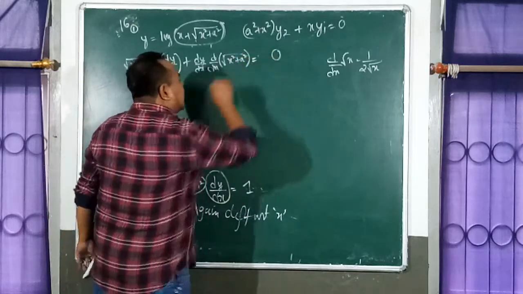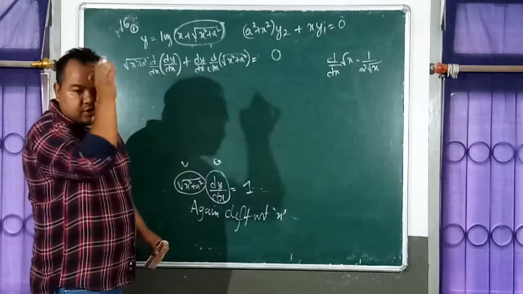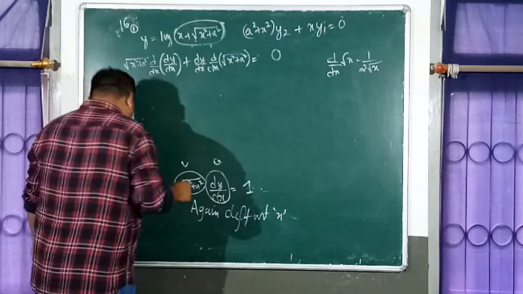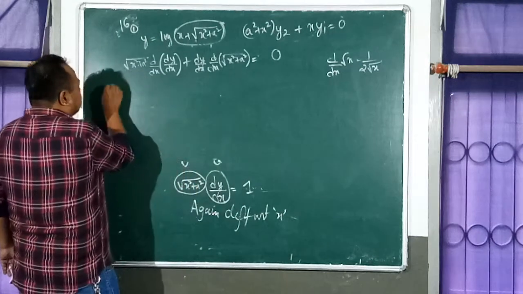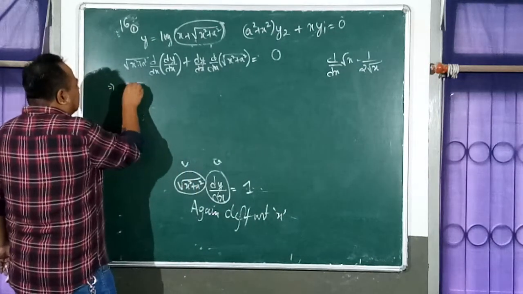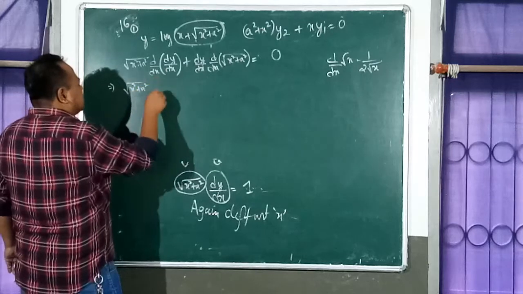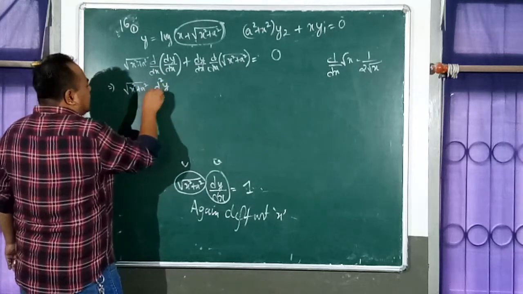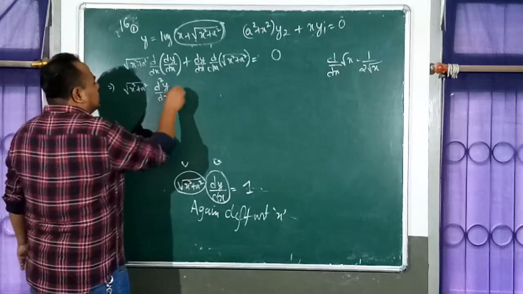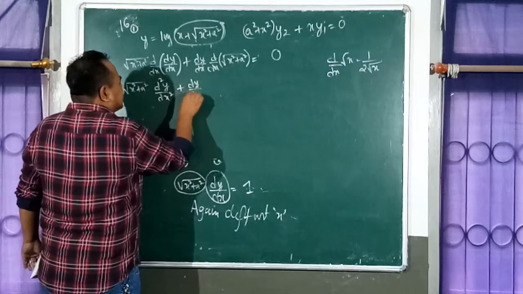What is the differentiation of 1? It is 0. Differentiation of 1 is 0. Now, moving on, root x square plus a square, differentiation of dy by dx is d2y by dx2, plus dy by dx as it is.